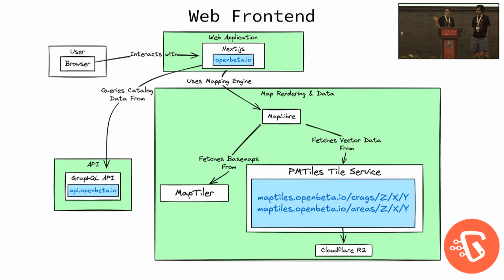Here's a diagram of how it's all set up. We've got the user that's going to make a request to our front end page, and we use MapLibre under the hood. We use MapTiler, and then we also use a cloud native geospatial format, PMTiles. Shout out to Brandon and Protomaps. The PMTiles are also sitting on Cloudflare R2 object storage. And then we also have a GraphQL API that you can access outside of our organization too, to bring our data into your own application.